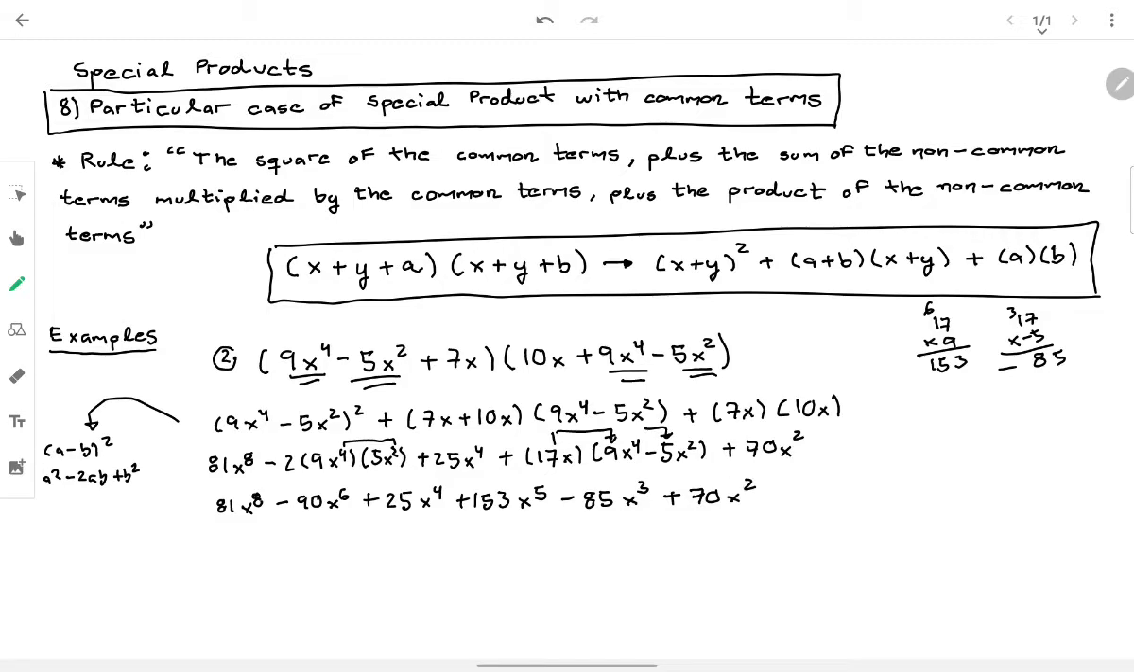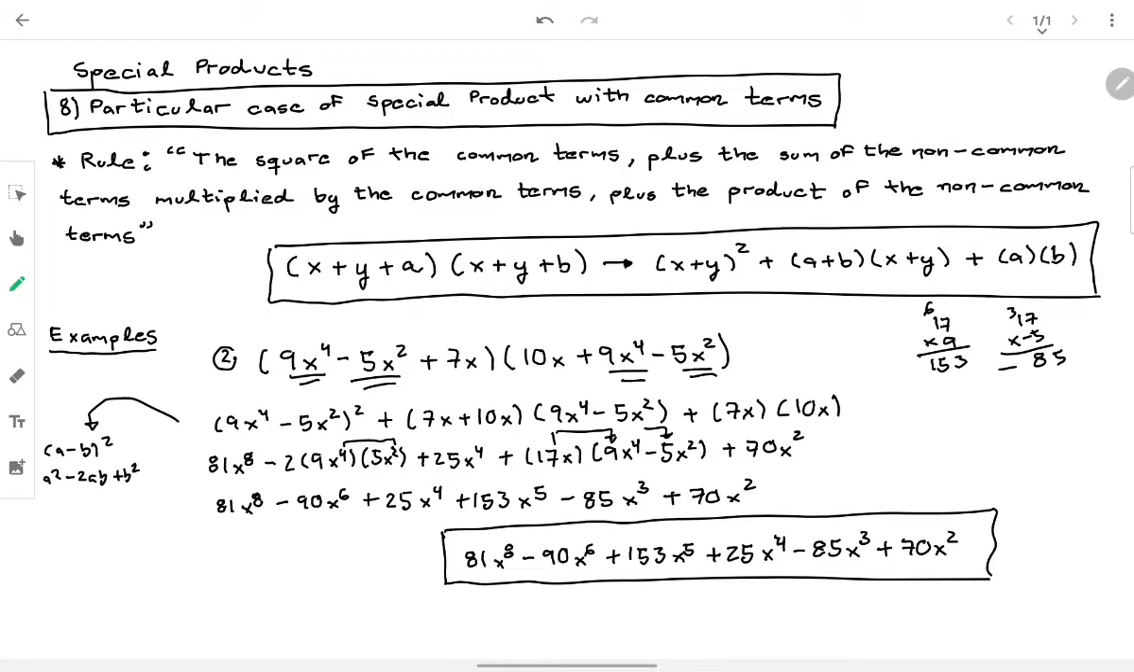So the correct order of the answer is going to be 81x to the 8 minus 90x to the 6 plus 25x to the 4. I'm sorry, no, plus 153x to the 5th plus 25x to the 4 minus 85x cubed plus 70x squared. And this is going to be our final and ordered answer.